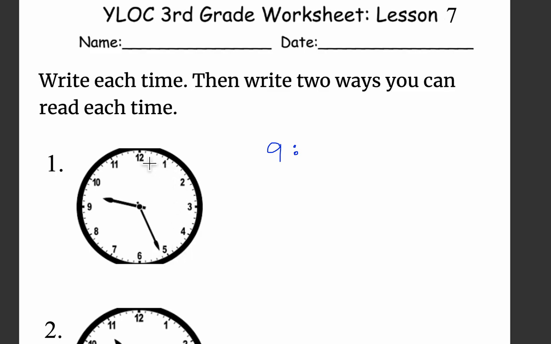So each number here represents a certain amount of minutes. So 12 represents 0 minutes, 1 represents 5 minutes, 2 represents 10, 3, 15, 20, 25, and so on. It goes in multiples of 5. So if it's pointing at 1 minute past 5, that means we have to add 1 minute to 25, which is just 26. And that's our time.